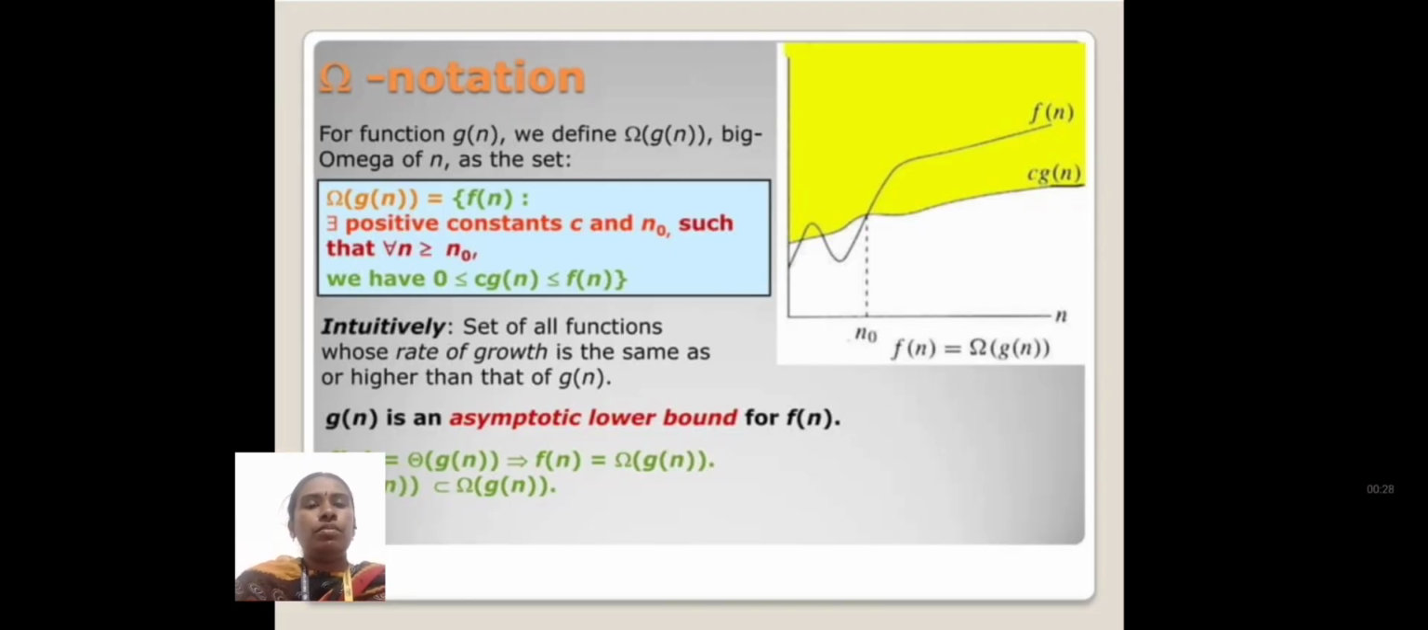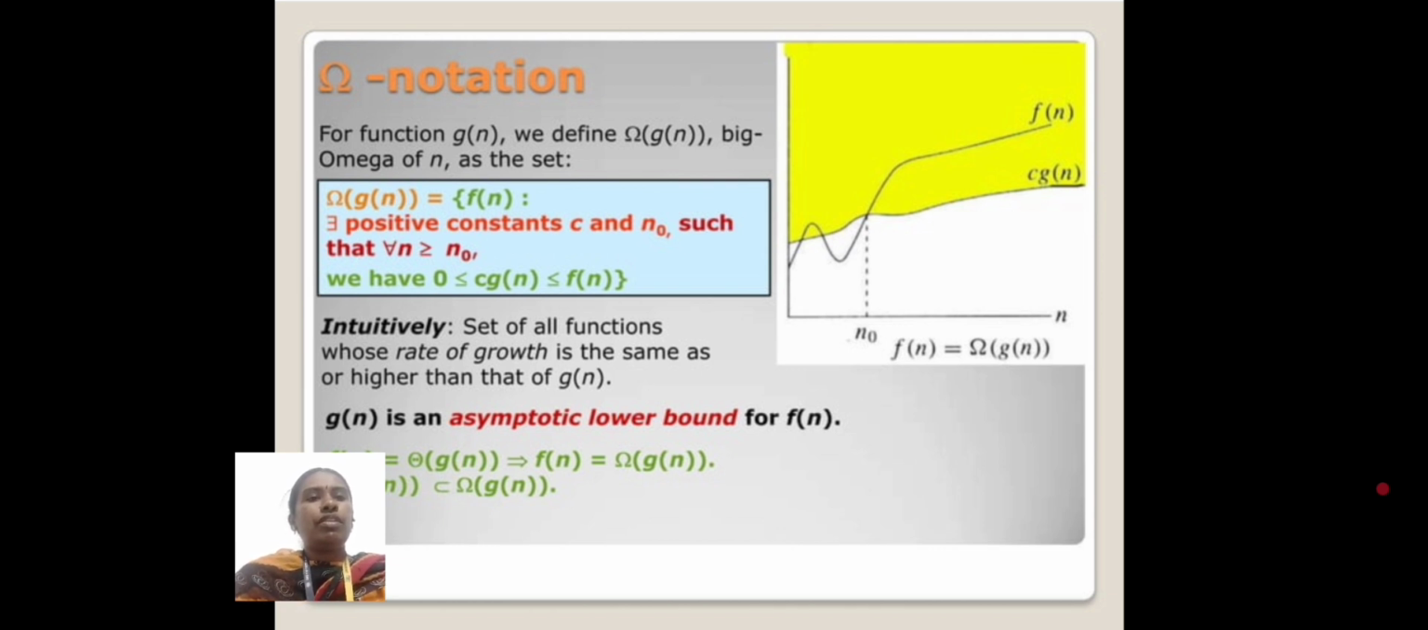So, big omega notation. The definition of big omega is: a function f of n is said to be big omega of g of n, denoted f of n belongs to big omega of g of n, if f of n is bounded below by some positive constant multiple of g of n for all large n. That is, if there exists some positive constant c and some non-negative integer n naught such that f of n is greater than or equal to c into g of n for all n greater than or equal to n naught.